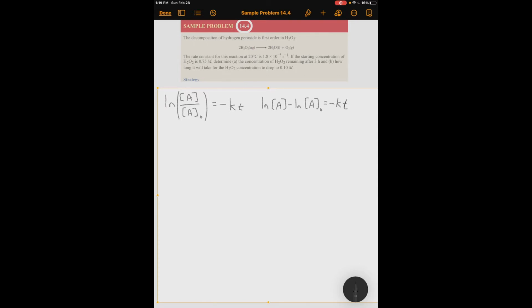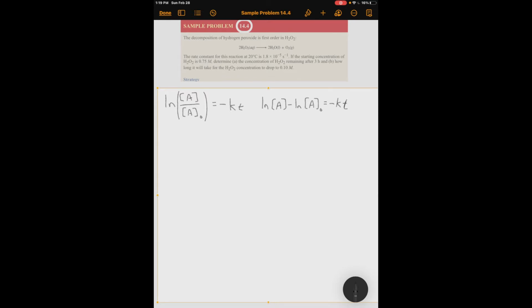And if the starting concentration of H2O2 is 0.75 molar, determine the concentration of H2O2 remaining after 3 hours and how long it will take for the H2O2 concentration to drop to 0.10 molar. Okay? If it's a first order reaction, and it says in the question, this is the decomposition of hydrogen peroxide is first order.